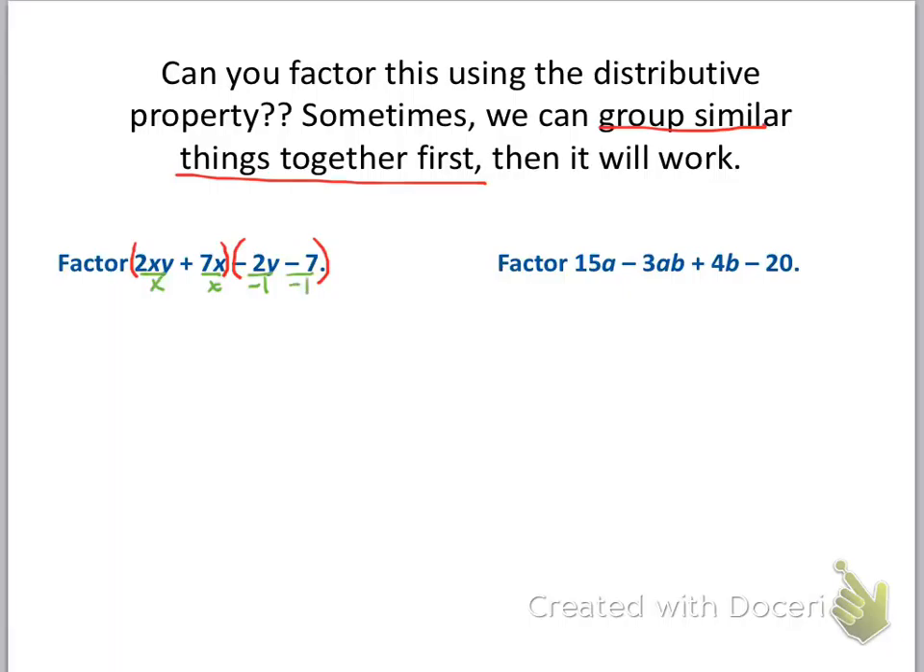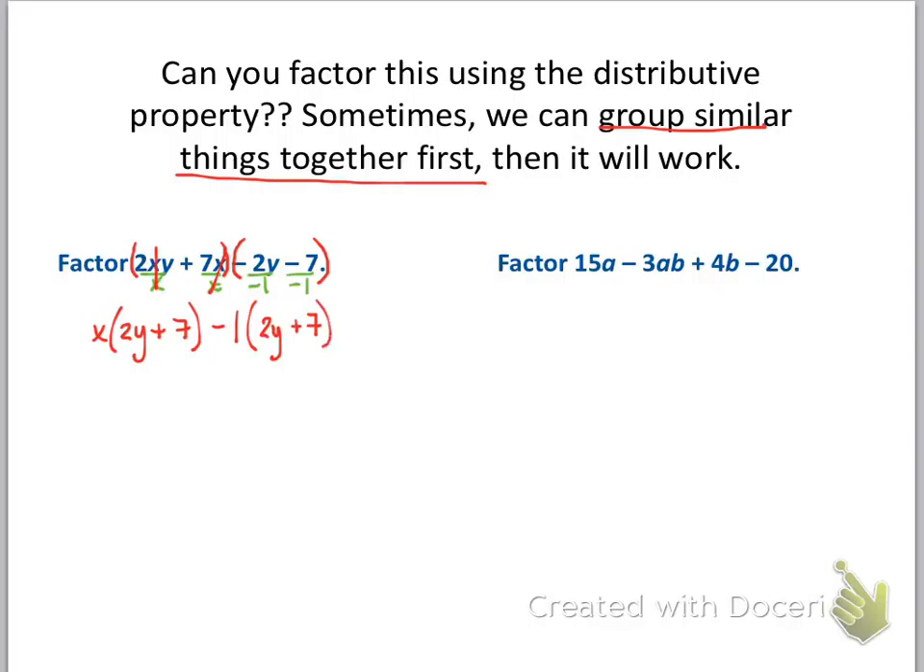Okay, so how do I write this out? The x goes on the outside of parentheses, and the x's disappear. So I'm left with 2y plus 7. The negative 1 goes on the outside of parentheses, that's my GCF, and on the inside I get 2y plus 7.